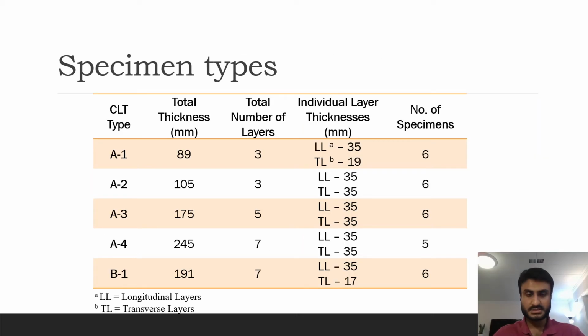This table illustrates the CLT types used in the study. 3, 5, and 7 layer CLTs from two different manufacturers, identified as A and B, were used here. CLTs A2 to A4 have equal thickness of all the layers, whereas CLT A1 and B1 have unequal thickness of the transverse and the longitudinal layers.